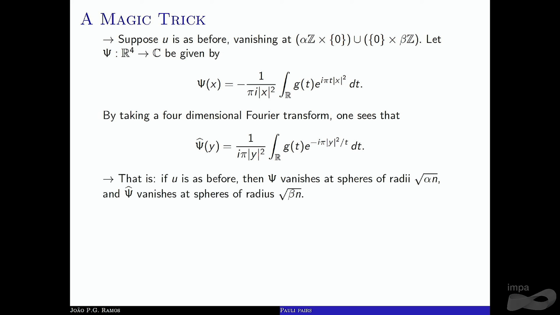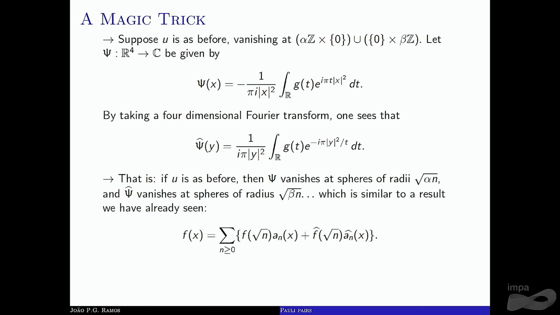So the bottom line is, if u is a solution to the Klein-Gordon equation and g is the Fourier transform of its restriction to the real line, then if I build this psi, it vanishes on spheres of radii root of alpha n, and its Fourier transform vanishes on spheres of radii root of beta n, right? Because if I just plug root of alpha n here, I'm going to get alpha n times t, and that's exactly the set of points where I said that my solution was vanishing, and the same thing here below.